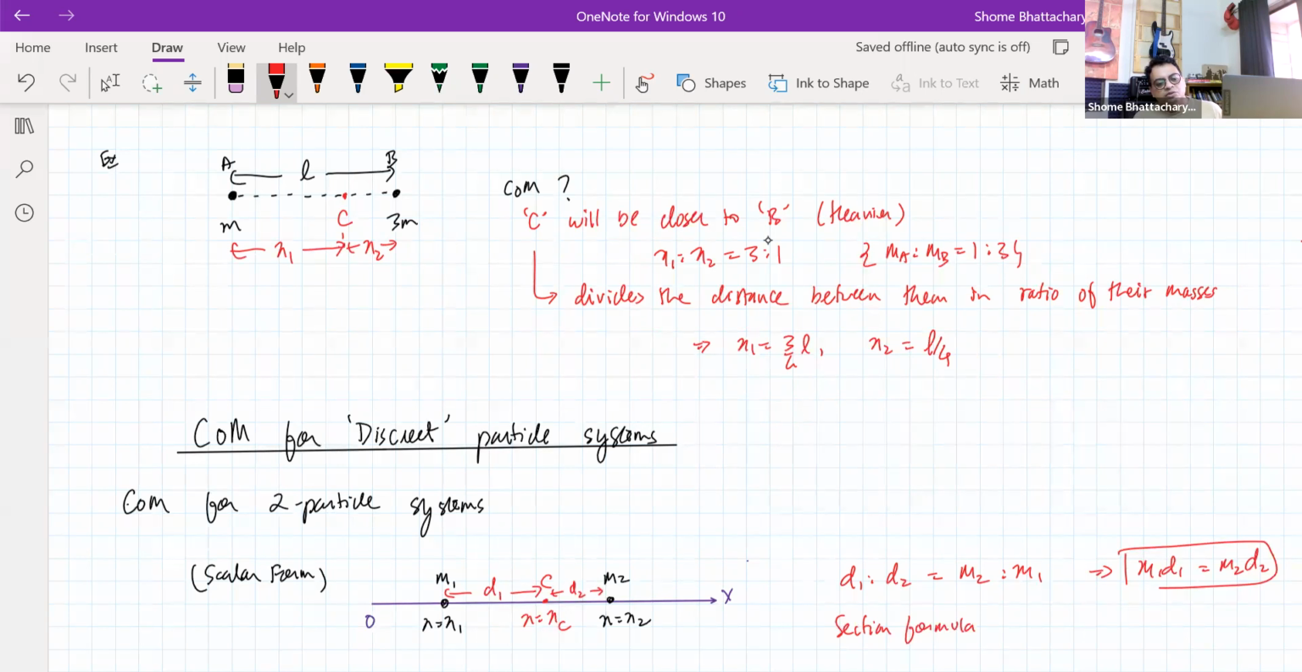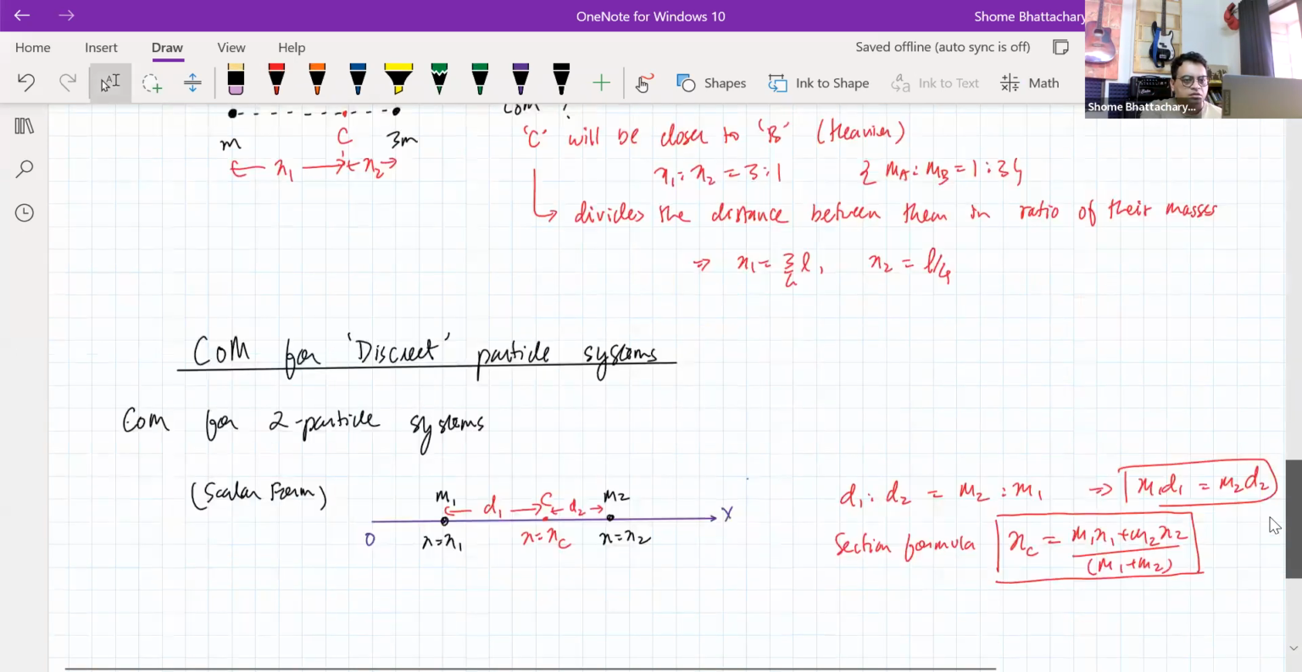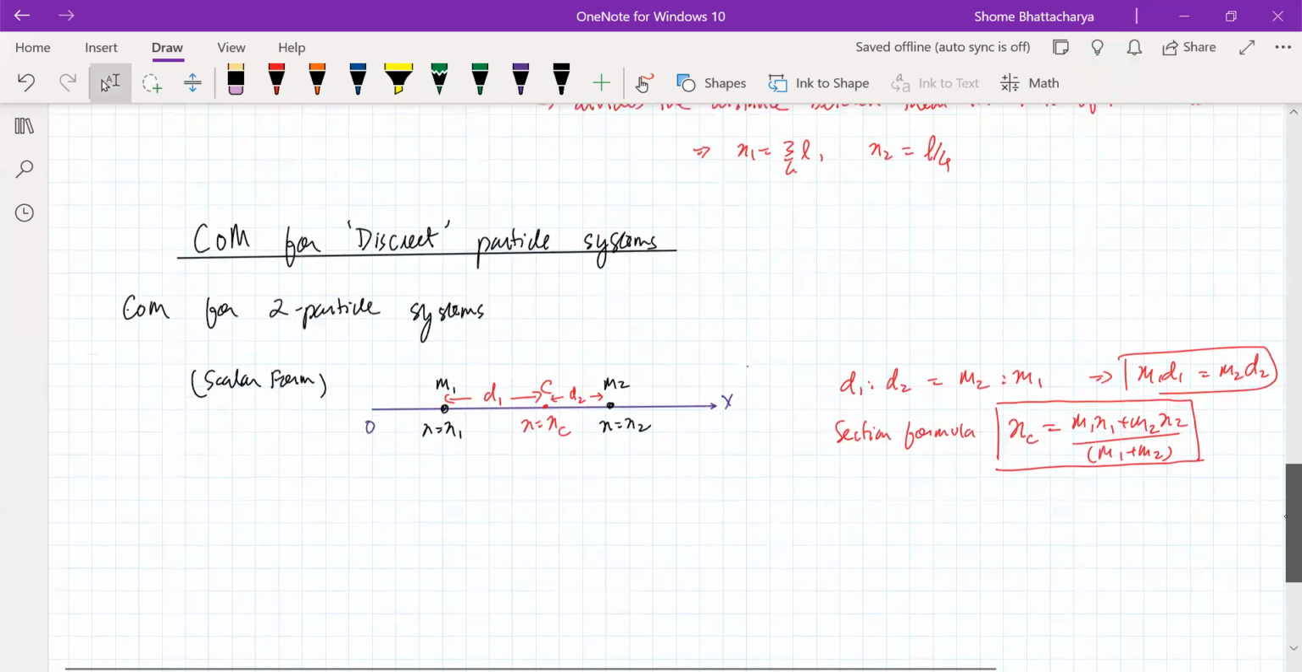So now using the section formula, if d1 is to d2 is m2 is to m1, then xc will be equal to what? It will be (m1 x1 plus m2 x2) divided by (m1 plus m2). So this is basically coming from what we call the section formula in coordinate geometry, isn't it?